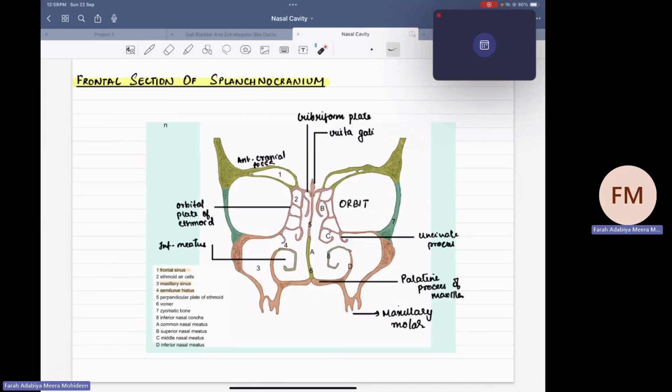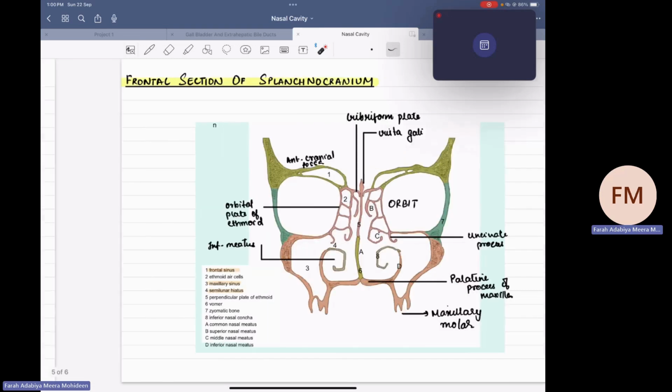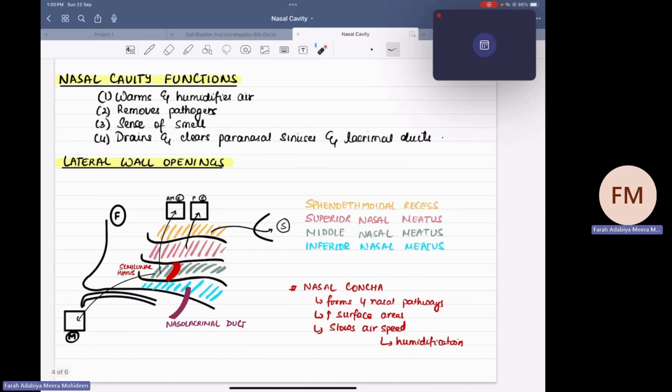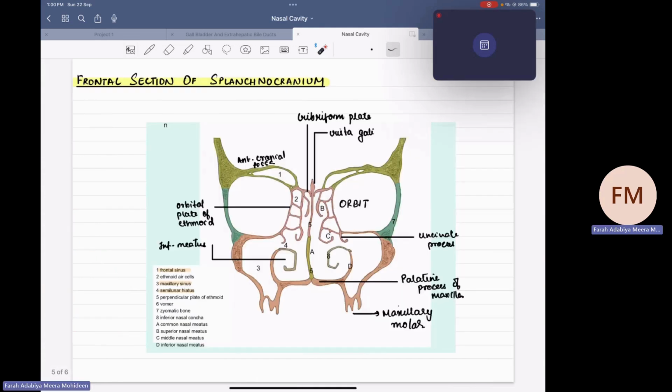Now, this is the frontal section of your splanchnocranium, and major structures that you can see here are your frontal sinus, maxillary sinus, and the semilunar hiatus that is in between your middle and inferior nasal concha in the middle nasal meatus, right? It's here. Now you also have your orbit. You can see which bones form your orbit here.